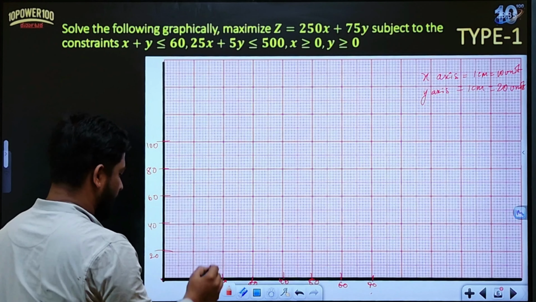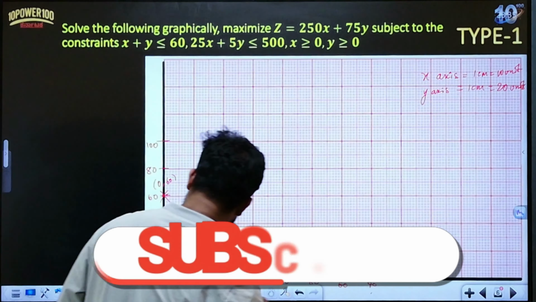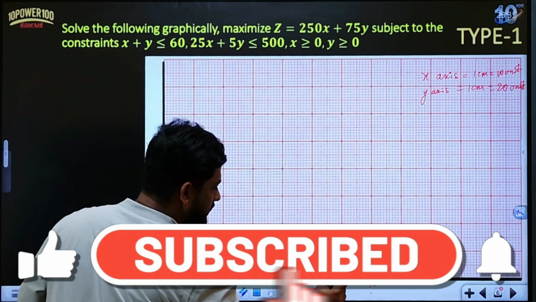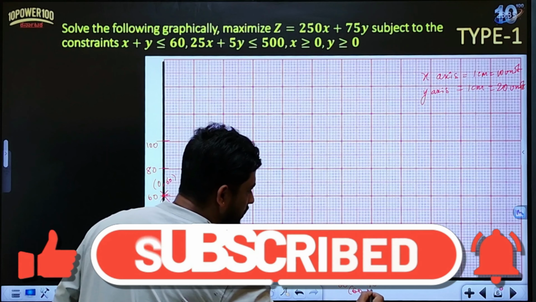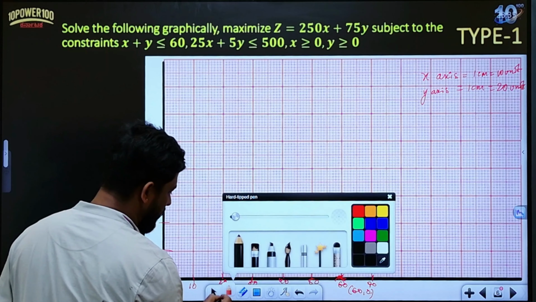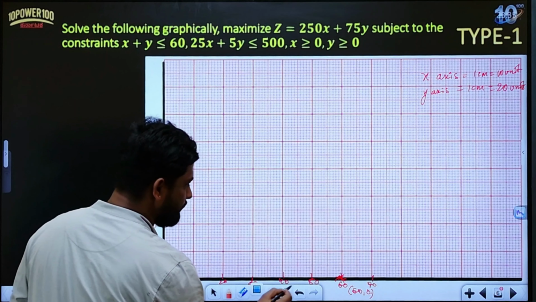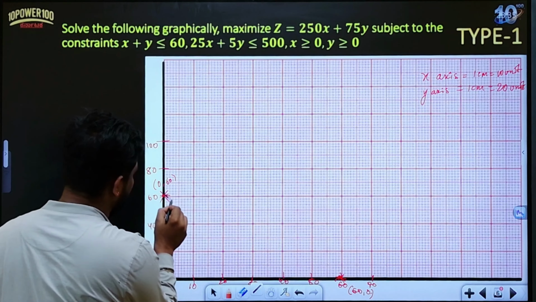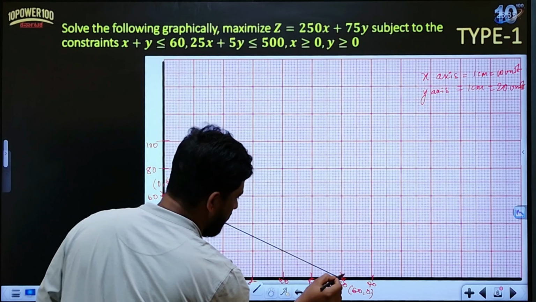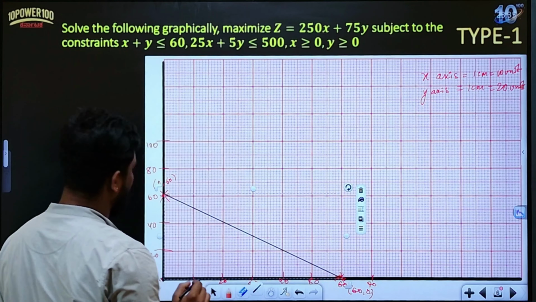And next one, when y is equal to 0, x value is 60. This is the point. This is 60, 0. So now let's join these points. From this point to this point, I have joined. Okay, so that's it. Now the first one is over.